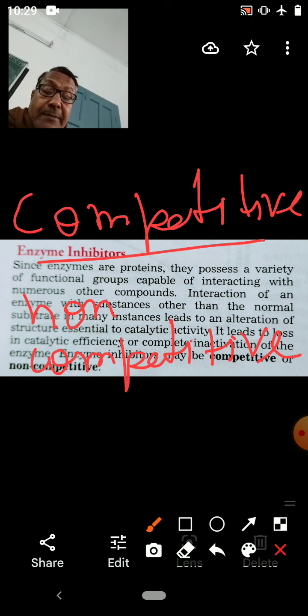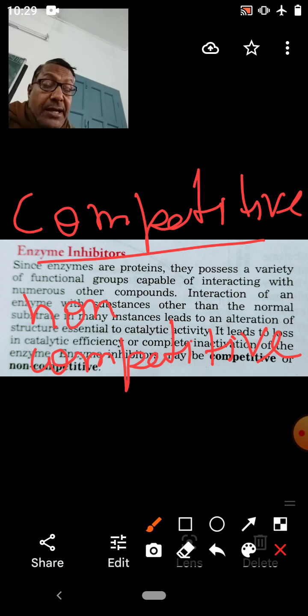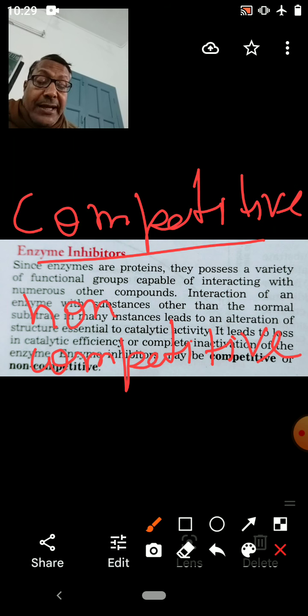Next is non-competitive inhibitors. Non-competitive inhibitors do not have any structural similarity with the substrate. You have studied that competitive inhibitors have structural similarity with the substrate, but non-competitive inhibitors do not have any structural similarity. So they do not compete with the substrate for the active site. But non-competitive inhibitors inhibit the reaction.